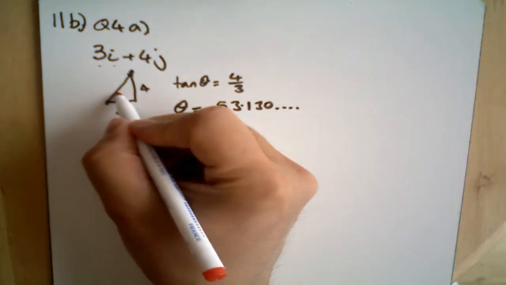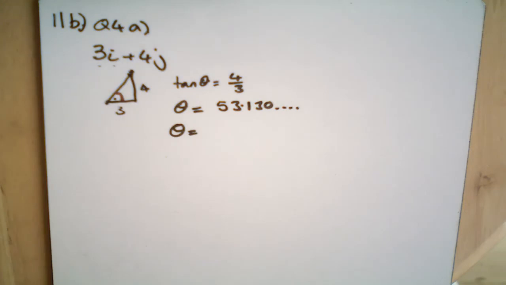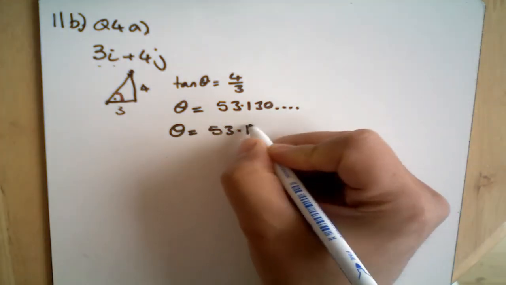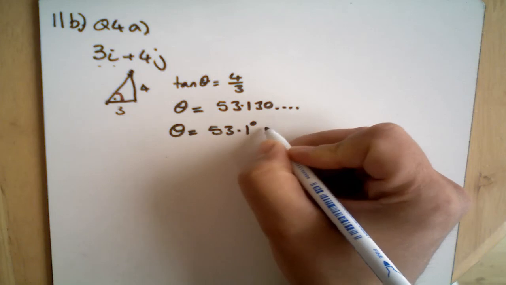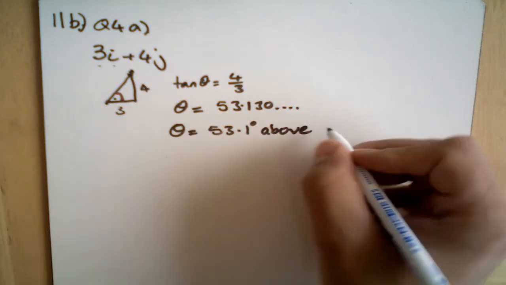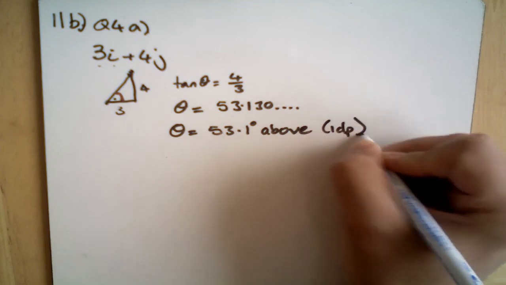This particular angle here occurs above this one here. So when I write the answer out, I'll just write it as 53.1 degrees, rounded to 1 decimal place, and it's above the x-axis.